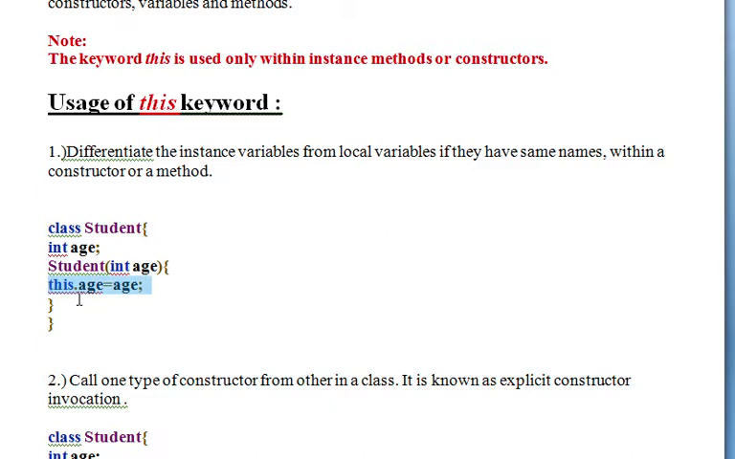Fine. So this.age is the instance variable and the right side age is the local variable, and when the value will be passed to this local variable, it will be assigned to this.age, which is the instance variable, that is the part of the class. So to avoid the naming conflicts we use this keyword. Fine.